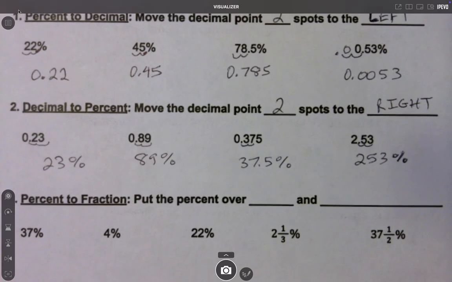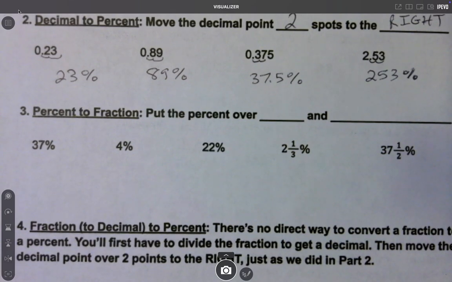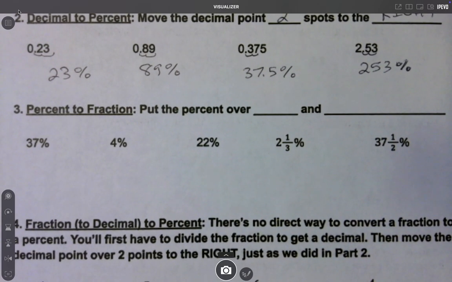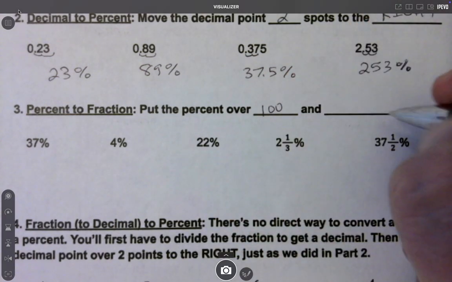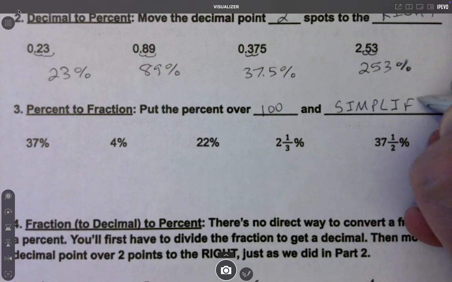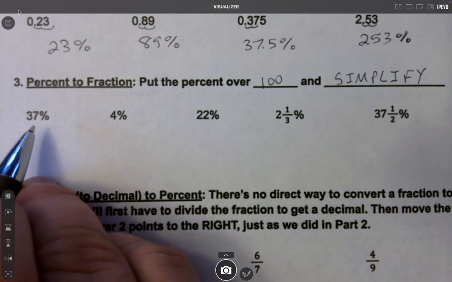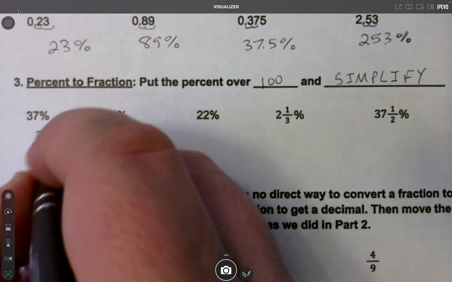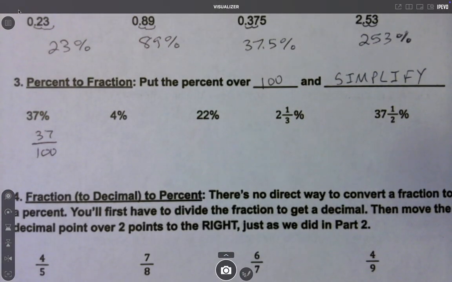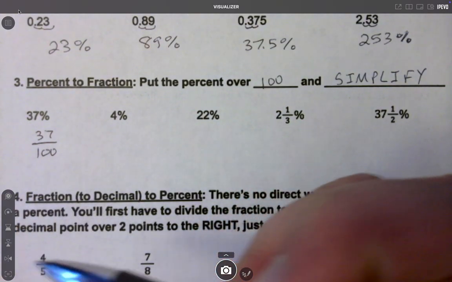All right, so that's percents to decimals and back. Now, percents to fractions. So to do this, we will put the percent over 100 and simplify. So we'll take the percent sign away and just write 37 over 100. And that has nothing that we can reduce. There's no number that goes evenly into both 37 and 100. So that is the whole story.